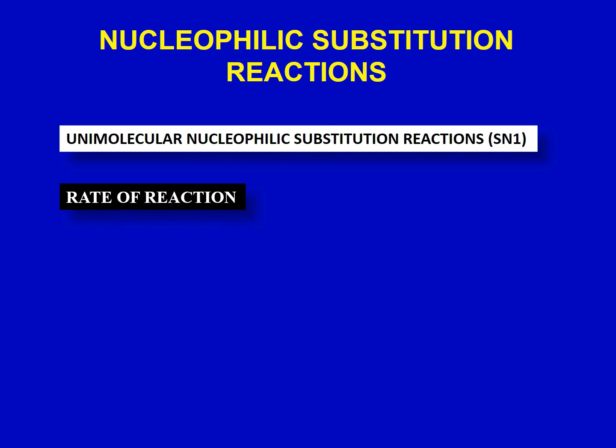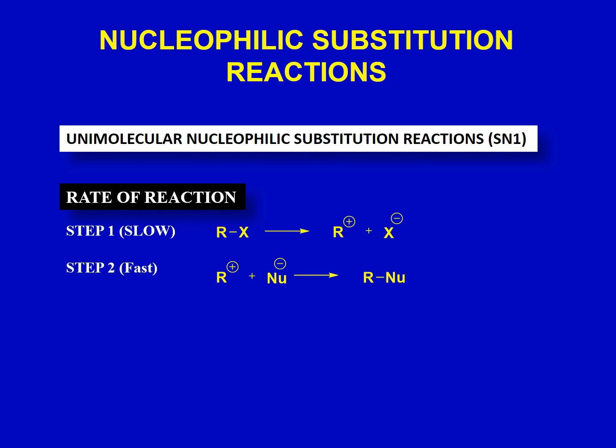Now let's see what the rate of the reaction is, or what the factors are that affect the rate of reaction. So again, we have the general mechanism here, and as you know, this reaction completes in two steps. The first one is a slow step, the second is a faster step. The rate of reaction is actually determined by the slowest step. And so this slow step, step 1, is the rate determining step because it is the slowest of all.